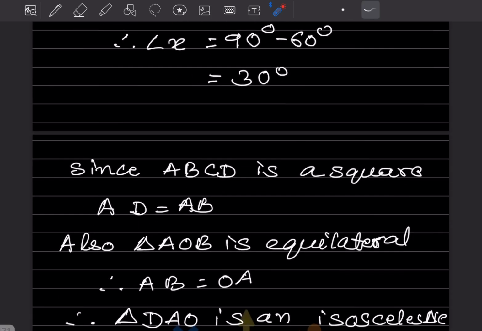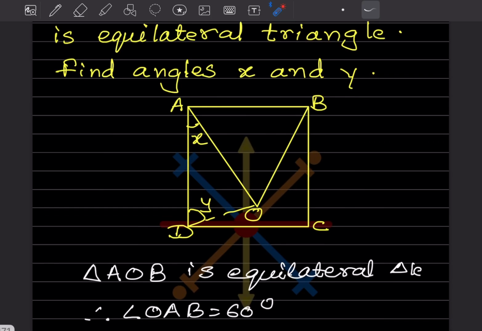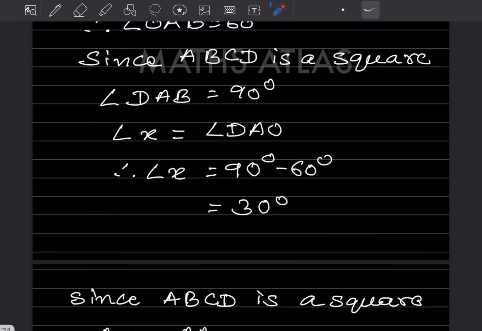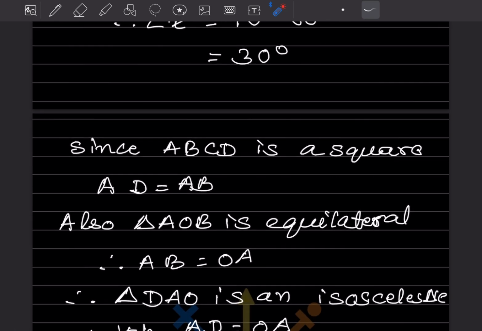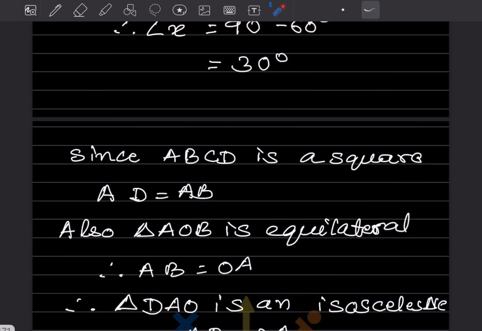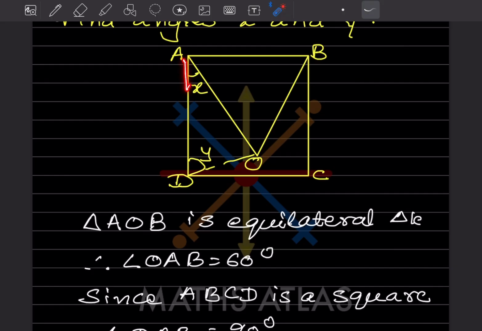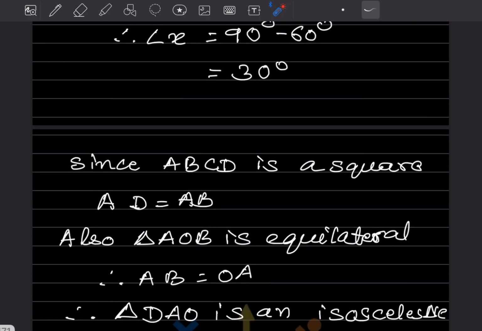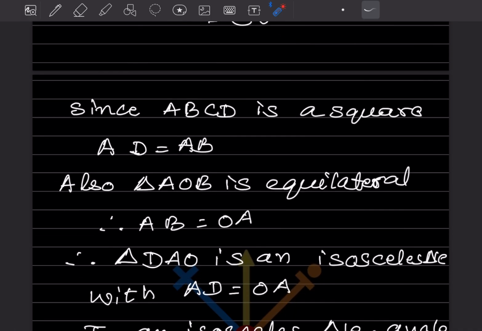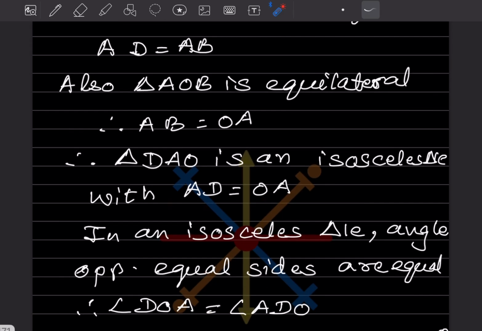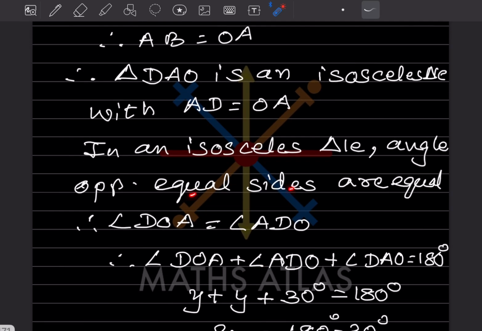Now again, since ABCD is a square, AD is equal to AB. Also, triangle AOB is equilateral, so AB is equal to OA. So we can say triangle DAO is an isosceles triangle with AD equal to OA. And in an isosceles triangle, the angles opposite equal sides are equal. So angle DOA is equal to angle ADO.